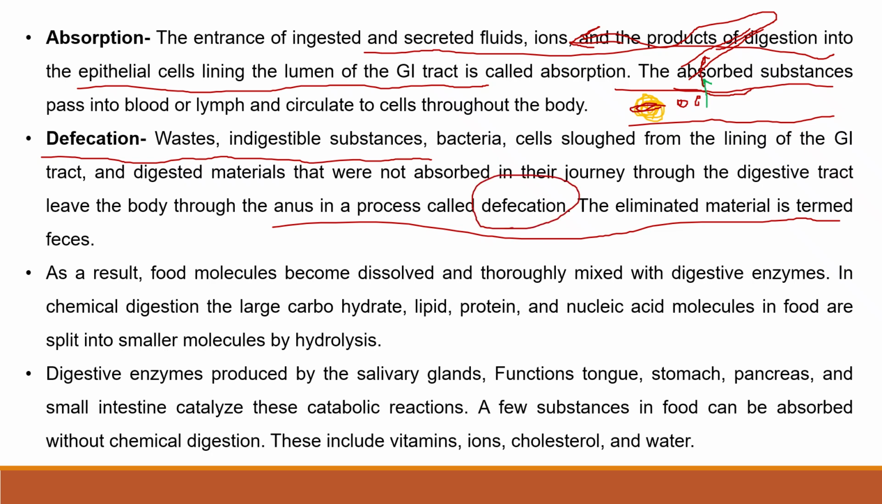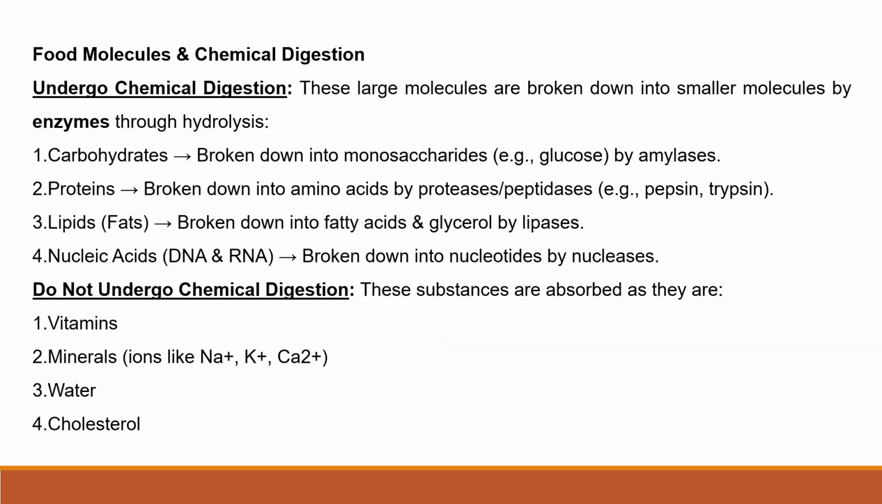So these are the functions of our digestive system, and as a result, food molecules become dissolved and thoroughly mixed with the digestive enzymes and acid. In chemical digestion, the large carbohydrate, lipid, protein and nucleic acid molecules in food are split into smaller molecules by the hydrolysis process. After this hydrolysis process, it will enter into the systemic circulation. In the next slide, you can see the food molecules and chemical digestion.